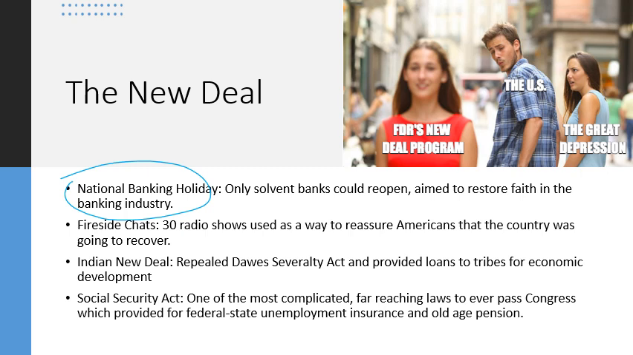Another huge thing we're going to see from FDR that seems small is his fireside chats. He's going to give a total of about 30 radio shows that are used as a way to reassure Americans that the country is going to recover. He kind of talks real soft, real slow, and reassures everybody in this soothing voice. Everything's going to be okay. Here's what I'm doing. Here's how I'm fixing things. Don't panic. We're good.